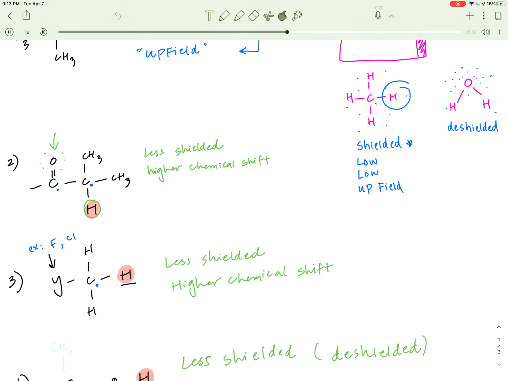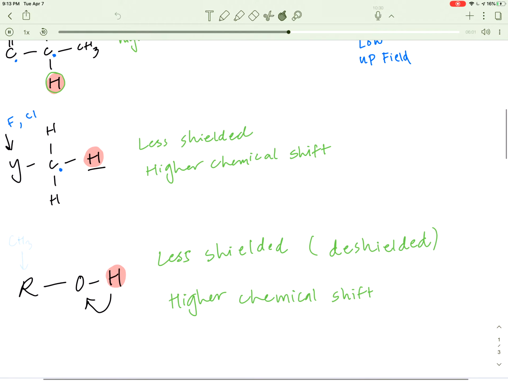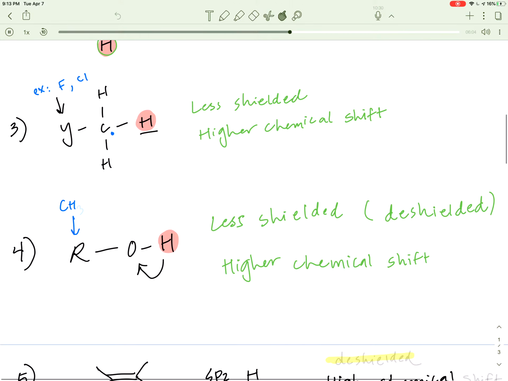Right, if you look at the next one, in this example, R can be anything, by the way. It can be CH3, it can be anything. So I give you a hydrogen that is on an oxygen, and again, oxygen is very electronegative, so this is going to be even less shielded. My hydrogen is right next to an oxygen, there's not even one carbon in between. It's going to be less shielded, and it's going to have a higher chemical shift.